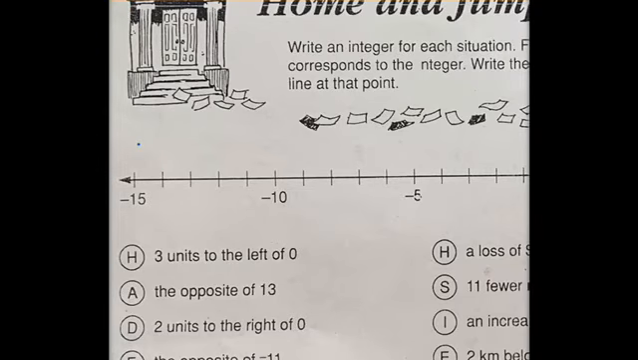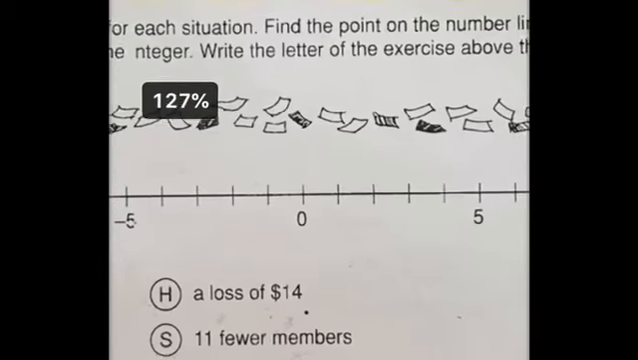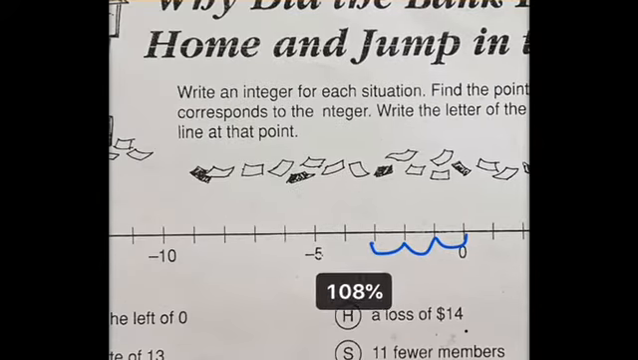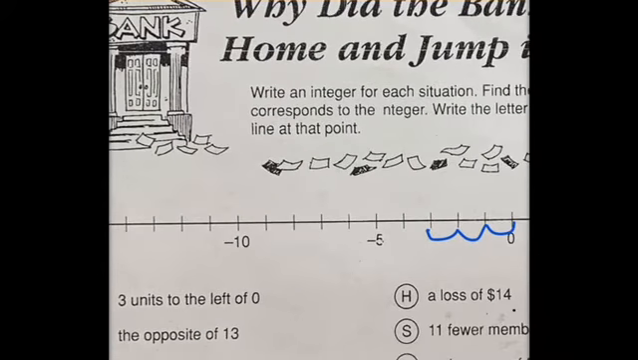All right, let's look at where 0 is. 3 units to the left. 1, 2, 3. So that one gets an H. So I put that H there, and that's -3. But you need to go ahead and number your number line first. That'll make it a whole lot easier.